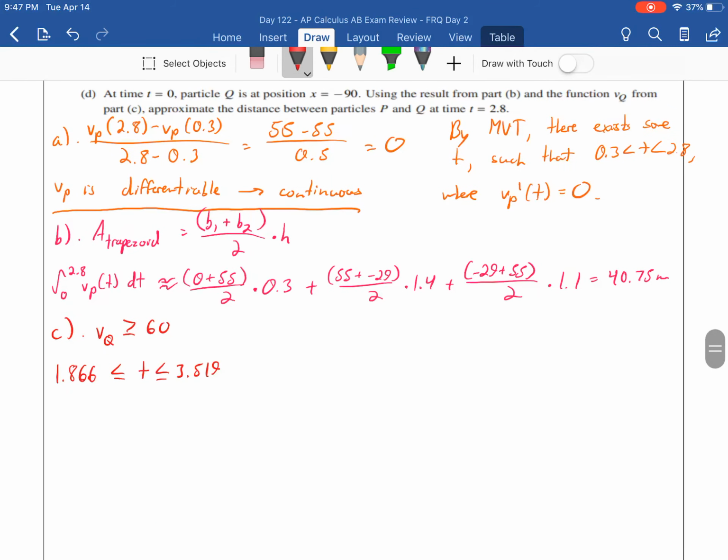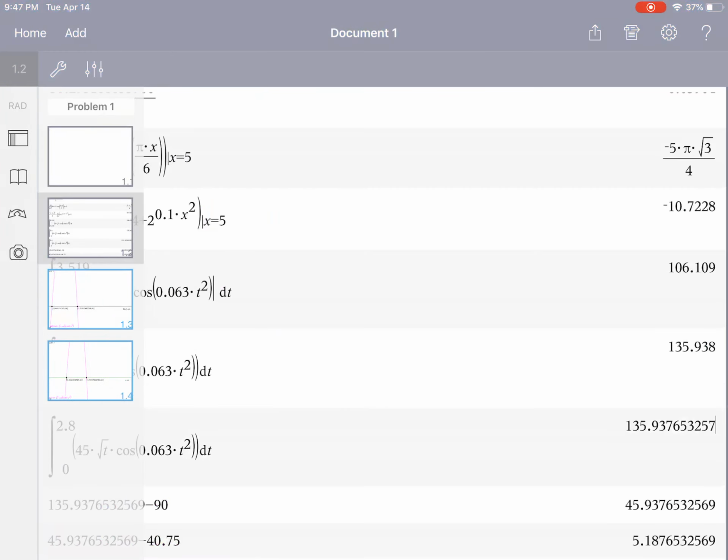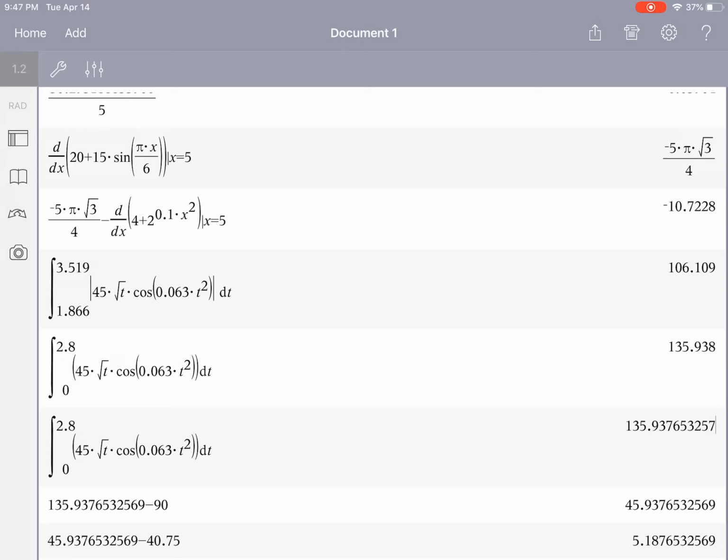So we're going to do the integral of the absolute value of v sub q dt from 1.866 to 3.519. Once again, this is something that you would just plug into a calculator. If I get out this calculator app here, you would have seen that I already did it. Depending on the calculator, as long as you know where you're looking, there's an integral button. In this calculator app, it just shows you an integral.